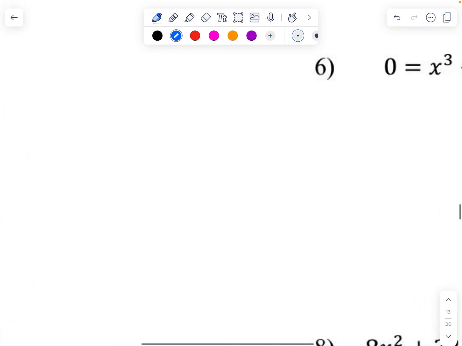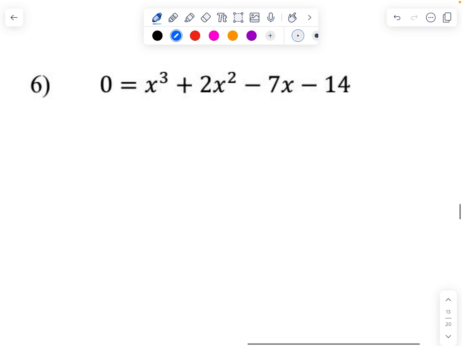Right? Number 6. I have 0 equals, so it's set equal to 0 already. 0 equals x cubed plus 2x squared minus 7x minus 14. So I have a 4-term polynomial, a cubic polynomial. Gotta get my names right. And there are no greatest common factors, so that means I need to factor by grouping.